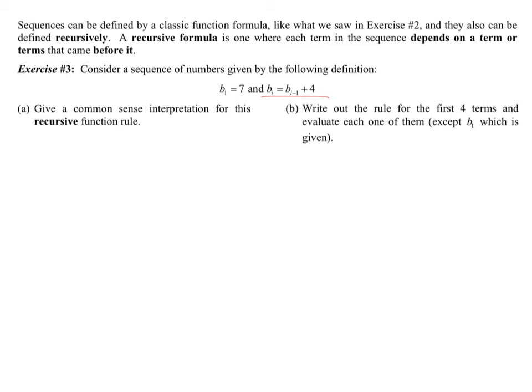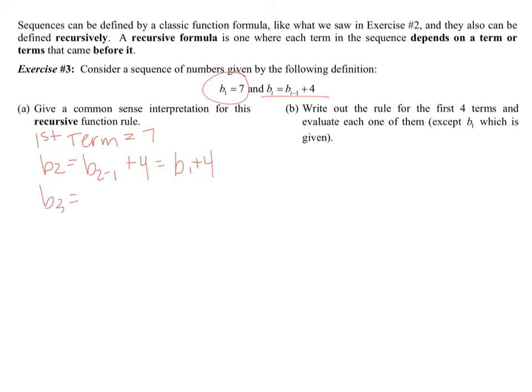So to give a common sense interpretation of this recursive rule, our first term is going to be 7, because we know that b of 1 is 7. But it's going to depend on the inputs before it. So for our second term, it's going to be the first term plus 4.